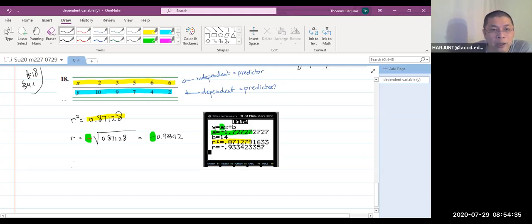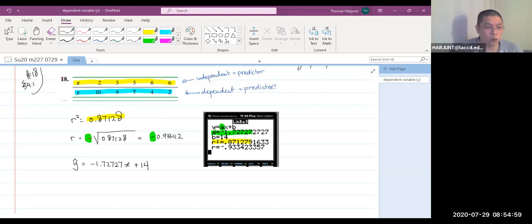So y hat equals negative 1.72727x plus 14. We know that it's a linear negative correlation from the slope of the linear regression line, which is negative. Okay, now let's go on further.